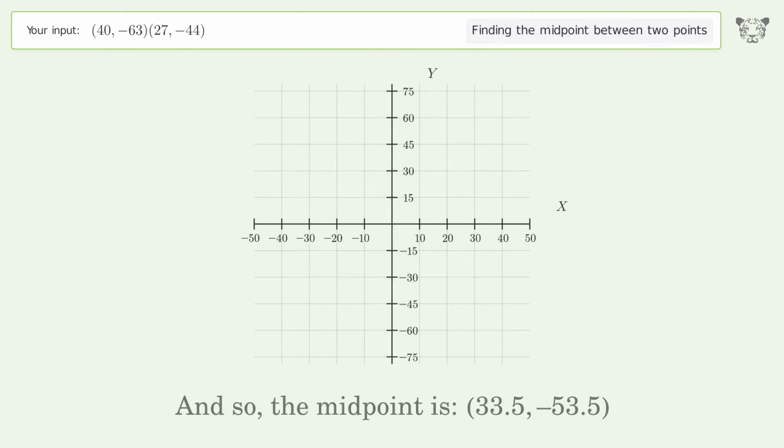And so, the midpoint is 33.5, negative 53.5.